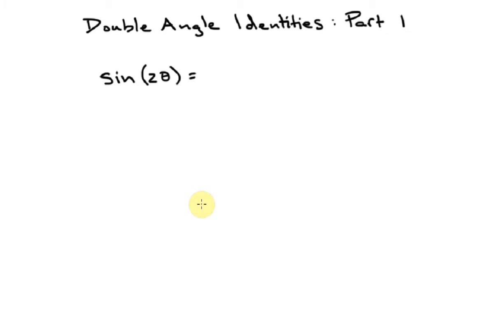Hello and welcome to double angle identities. These are the last new identities in the chapter. So I'm going to start by looking at sine of 2 theta and seeing what we can do about that.